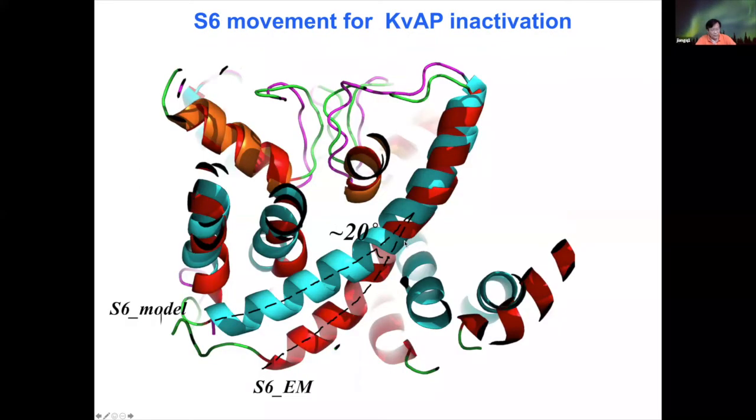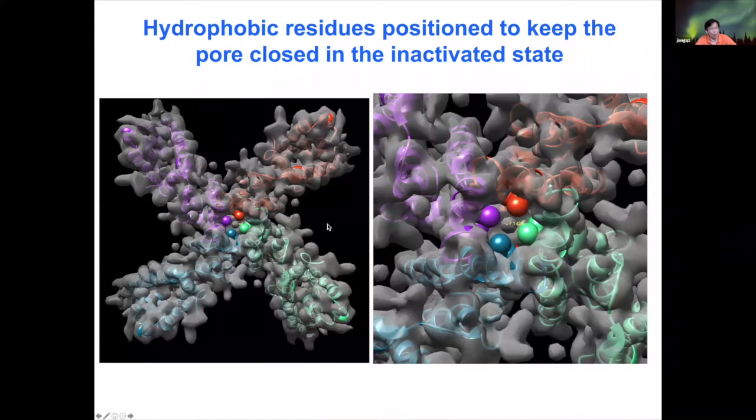And then because of this change in the voltage sensor, the S6, this is the intracellular half of the S6, is relaxed such that it will swing from the middle part of the intracellular membrane downward, such that it will close the pore. Using the atomic model, we identify the residues that swing towards the middle of the pore and keep the pore closed. This is how the steady state inactivation happens.